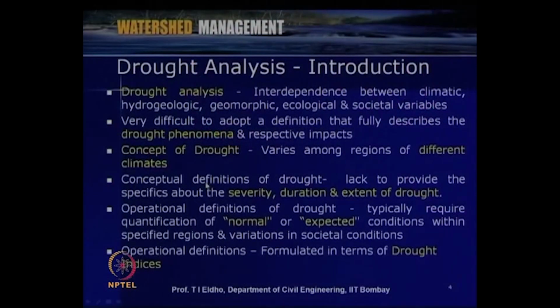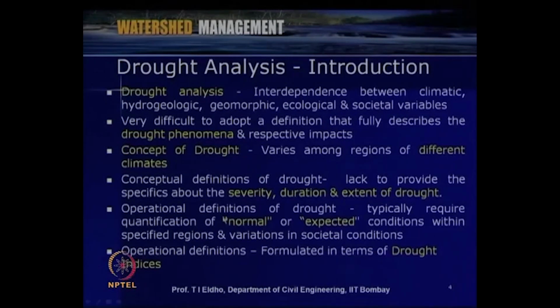So, we have to see the interdependence of various parameters or variables, and then come up with conceptual definitions of drought with respect to the area, with respect to the hydrogeological parameters, and then the severity of the drought, the duration and extent of the drought. These are the three important aspects we look into when we go for drought analysis: the severity of the drought, how much is the duration, and then the extent of the drought.